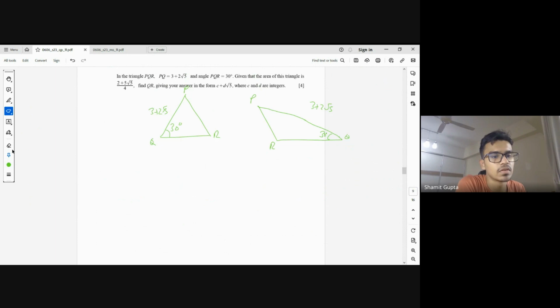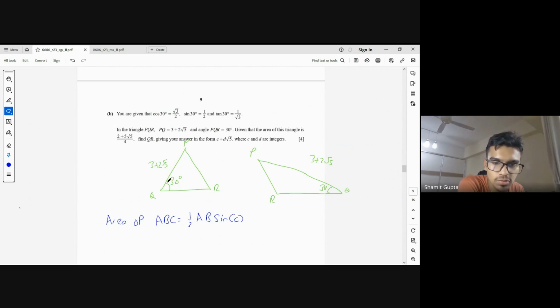You must know this formula, and it is given to you at the start also: area of any triangle ABC is equal to half AB sine C. It's necessary that the angle C is between A and B. So in this case, if you want to use 30 degrees, it should be between PQ and QR. So you can't do PQ times PR and then use 30. If you're doing PQ times PR, then you need to use this angle. You need to find the angle in between the sides.